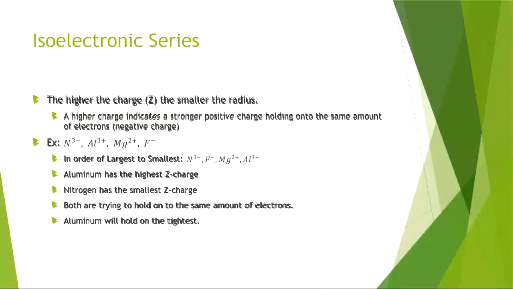All right, so now isoelectronics. So isoelectronics are some of the most confusing things in this chapter. You probably have questions with it on your homework and stuff like that. Isoelectronic basically means that they share the same amount of electrons, but they have different proton numbers.